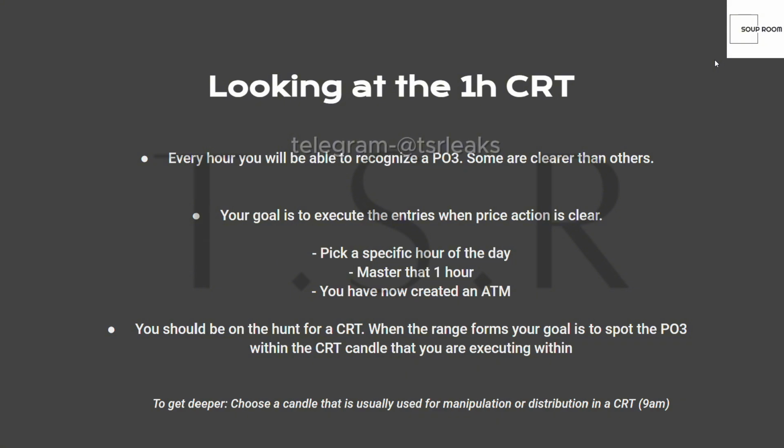Looking at the 1 hour CRT, the basis of the 9 a.m. CRT model. Every hour you will be able to recognize a power of 3. Some are clearer than others. Your goal is to execute the entries when price action is clear to you. Sometimes you will not be able to recognize the power of 3.